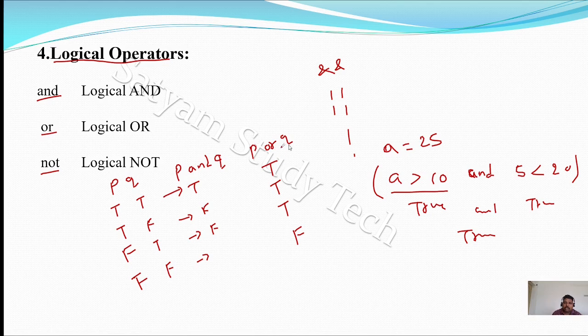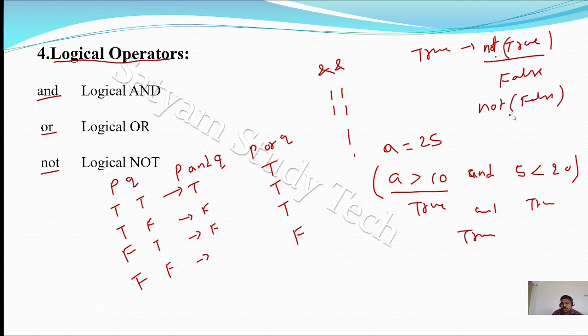This is OR. Okay, what is not? Not means, for example, here it is true. You can use the not here. Not true means it is false, so it returns false. For example, not false returns true. So these are the logical operators.